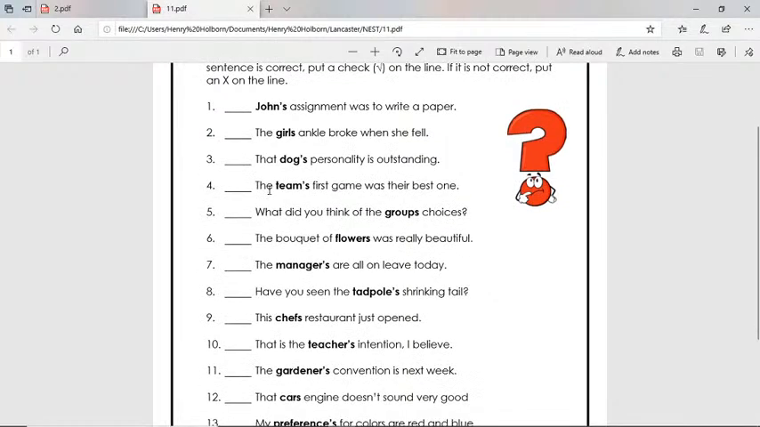Question 4. The team's first game was their best one. So the game belongs to the team. Has this been used correctly? Now this is a tricky one because we need to think about where an S would go on a team, on this word anyway. Question 5. What do you think of the group's choices?